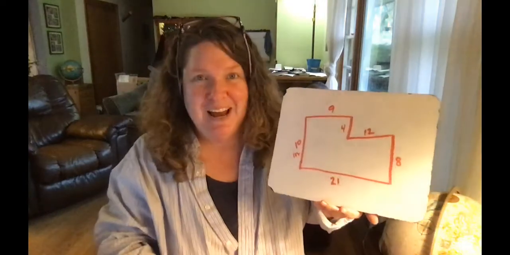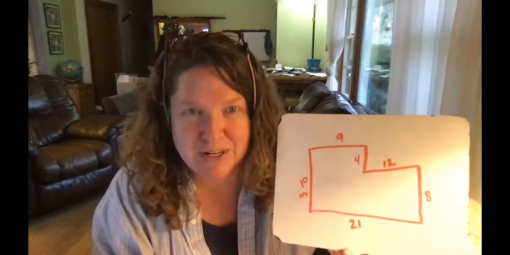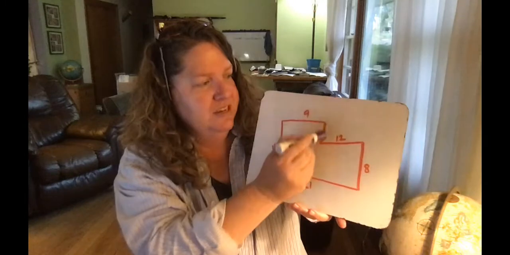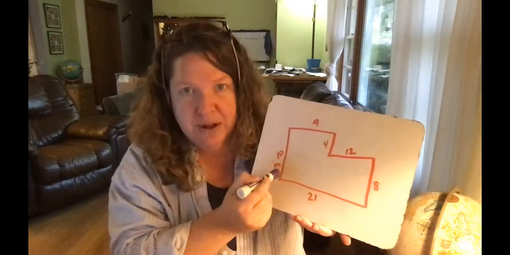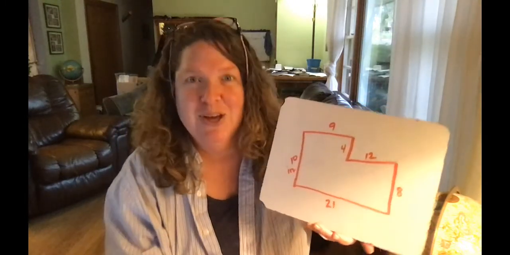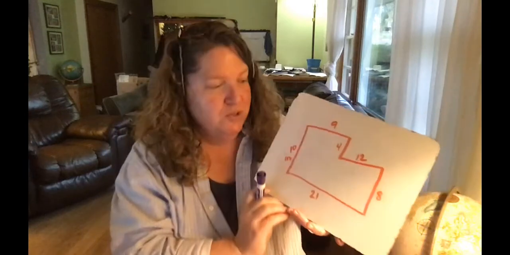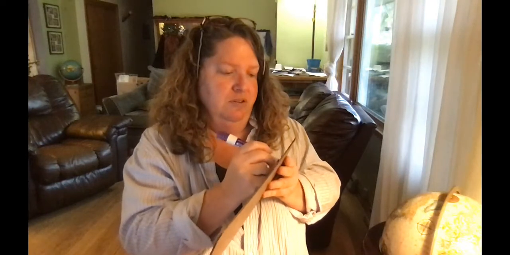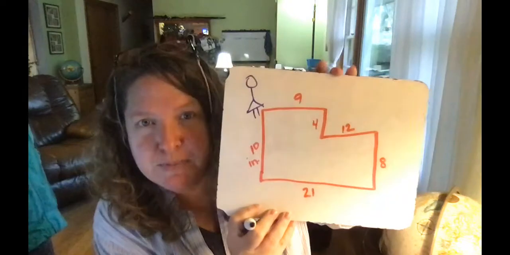All right, now we're ready to draw our perimeter person. Perimeter is the distance all around the outside of something. So to help us remember, we're going to draw a perimeter person. Yours can be a boy or a girl. I'm going to draw mine a girl because I'm a girl. So there's my person.